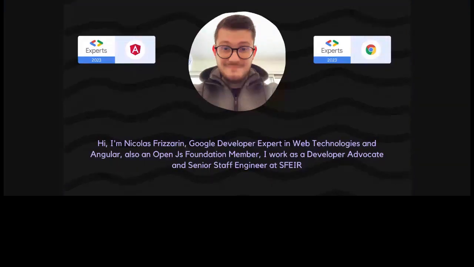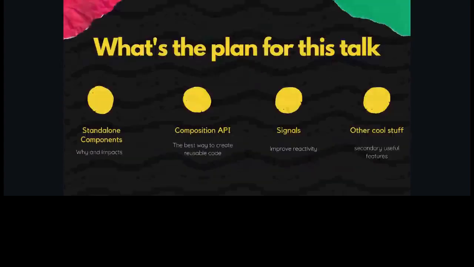First, let me introduce myself. My name is Nicolas Frizzarin. I'm a Google developer expert in web technology, mainly on UI, data tools and performance, and also a Google developer expert in Angular. I work as a developer advocate and senior staff engineer at SFEIR Luxembourg. I'm a lover of web performance, and I'm also a maintainer of the NGZO libraries, a UI library that respects the design system but is mainly focused on Angular.